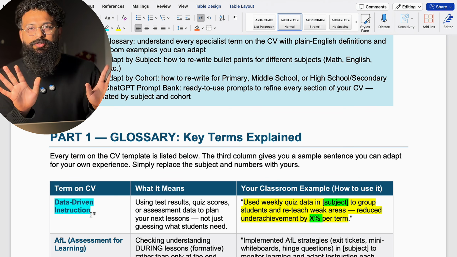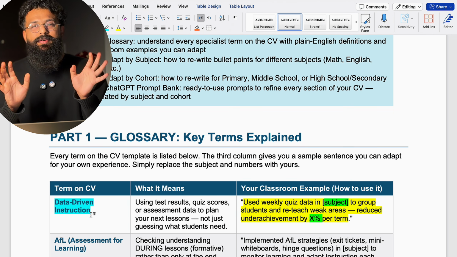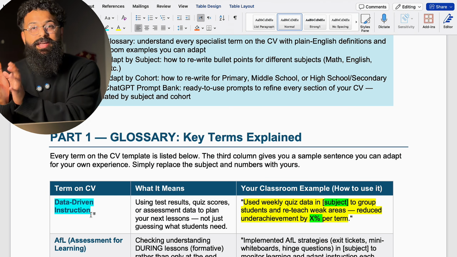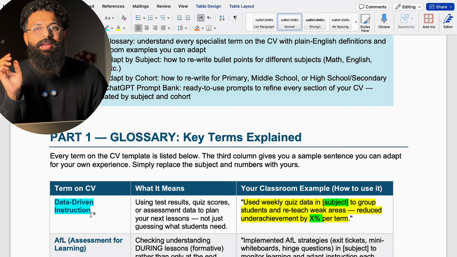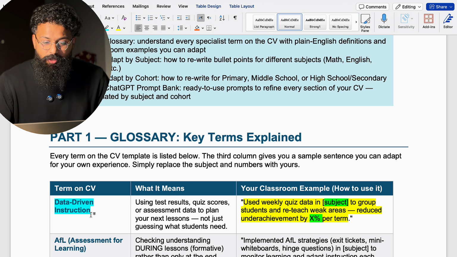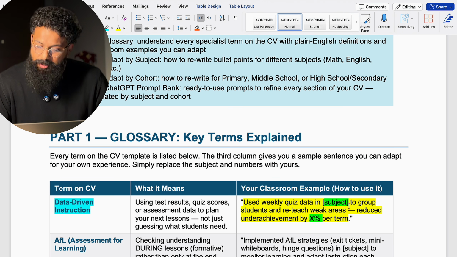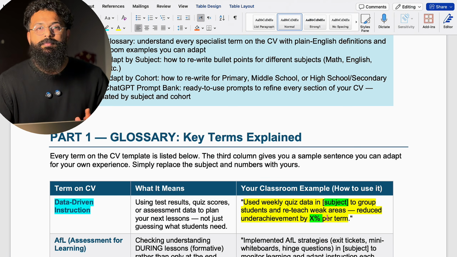So you're not guessing what the next topic is going to be, what the differentiation in the next lesson will be, what the rigor in the next lesson will be. Everything is not guessing, you have data to prove it, right? Now, I've also given the sentence. So I've given you: in my class, I used weekly quiz data in subject to group students and reteach weak areas, which reduced underachievement by X% per term. So you just replace the subject and the percentage with your own, and that's it.